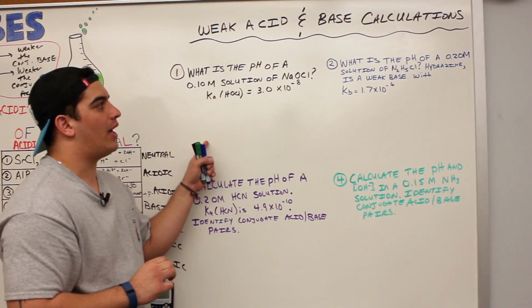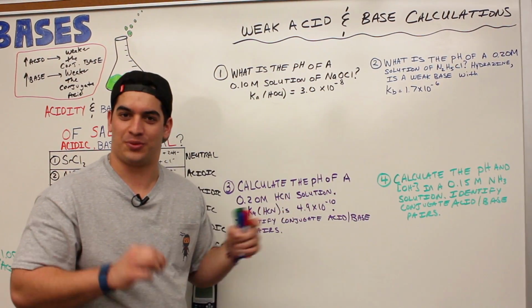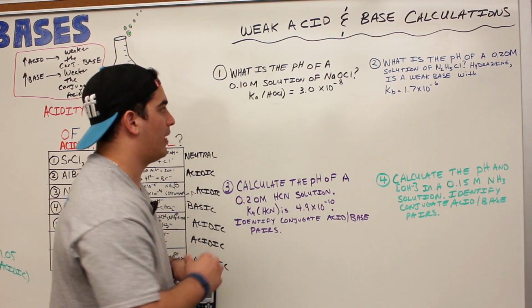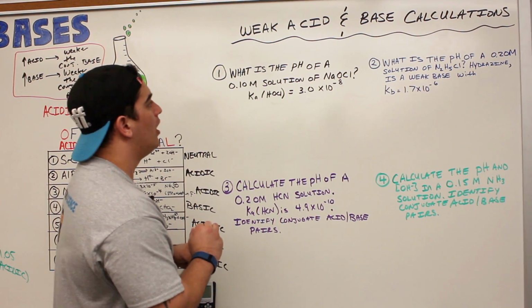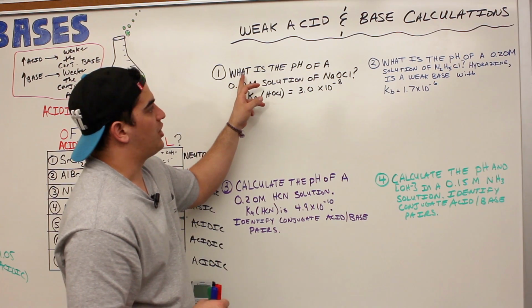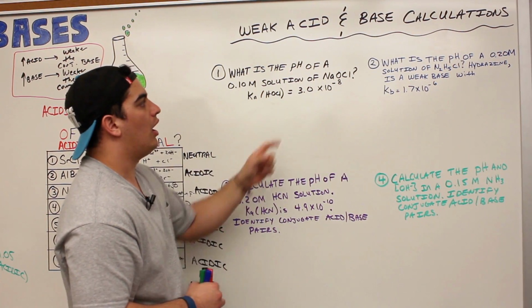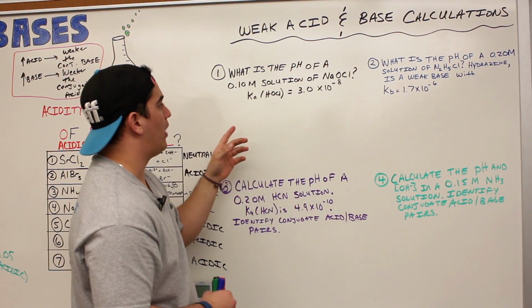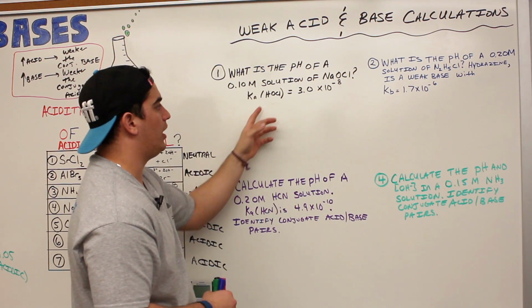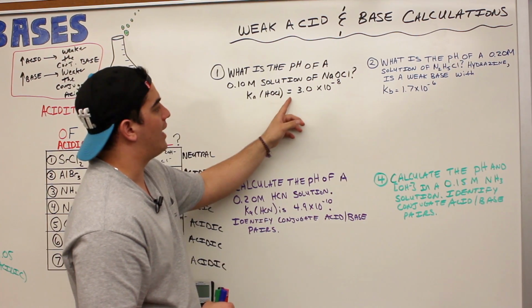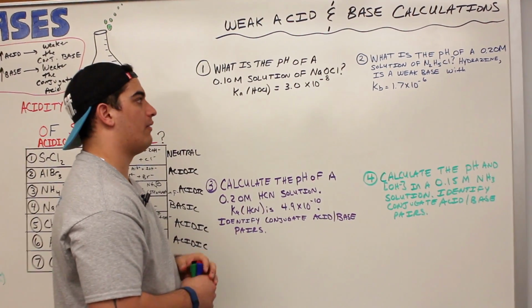So the first one we're going to do with an ICE table, but all the rest we're not, because I'm going to show you this trick. But I still want to show you how to do an ICE table. First off, what is the question? It says, what is the pH of a 0.10 molar solution of sodium hypochlorite? And they gave us the Ka for hypochlorous acid being 3.0 times 10 to the negative 8.